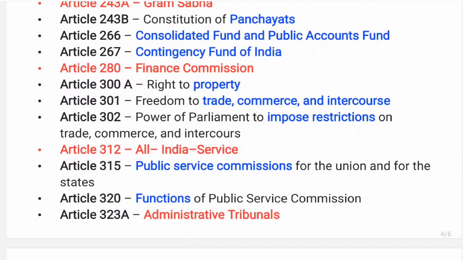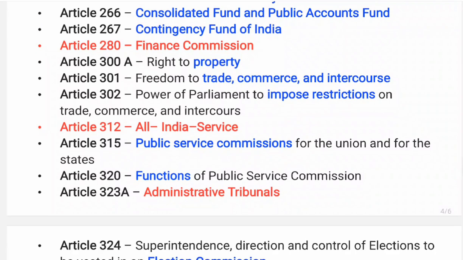Article 280, Finance Commission. 300A, property, which was deleted from Article 19F. Article 301, trade, commerce and intercourse. Article 302, impose restriction on Article 301. Article 312, All India Services. Article 315, Public Service Commission. Article 320, functions. Article 323A, Administrative Tribunals.